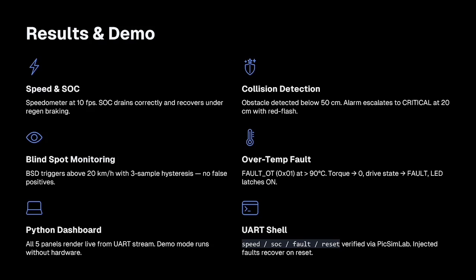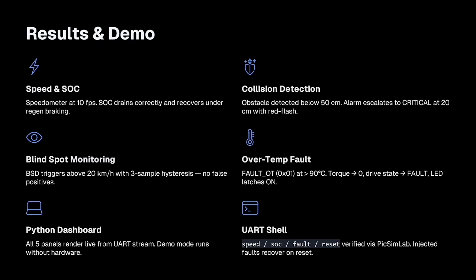Blind spot detection activates above about 20 km per hour, and no false information was generated. The over temperature fault also worked as expected. As the temperature of the motor increased to about 90 degrees Celsius, the fault was flagged and the LED blinked. The Python dashboard fully displayed all real-time parameters received from the STM32. The UART shell was also verified by injecting different parameters and faults through serial commands.